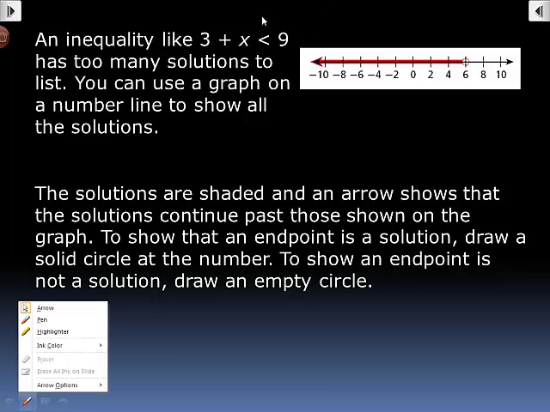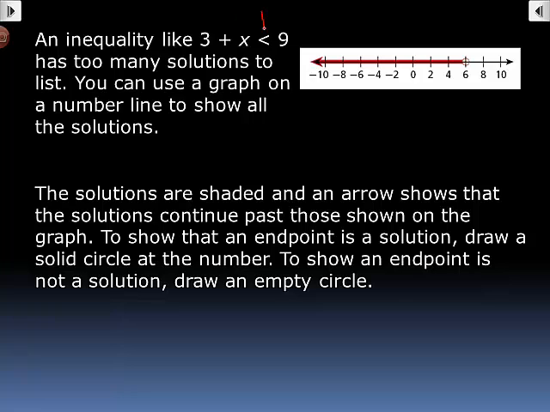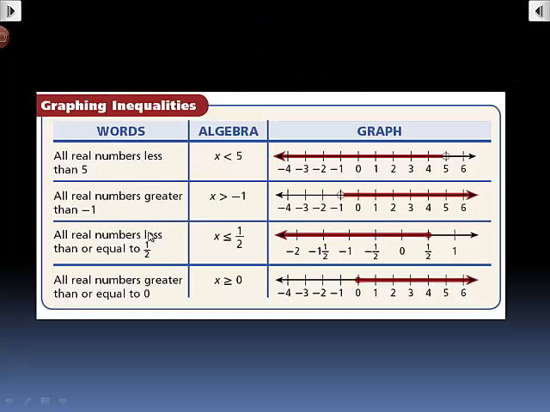Well, what's going to make the difference is this right here. If this is less than or greater than without an equal sign, it's going to be an open or empty circle. If this has an equal sign, it'll be a solid circle. So when graphing inequalities, here's your words, all real numbers less than 5. Notice this does not have an equal sign in it, it's just a straight less than. So it's an empty circle.